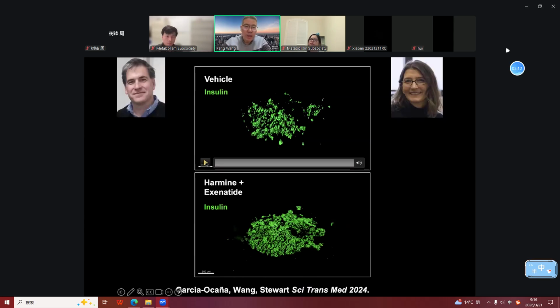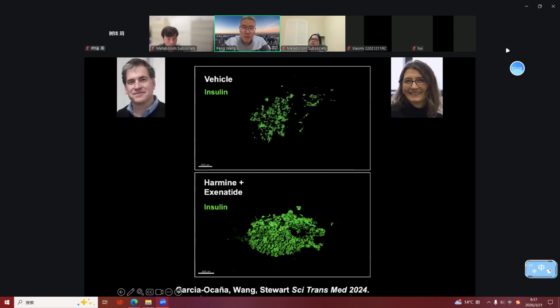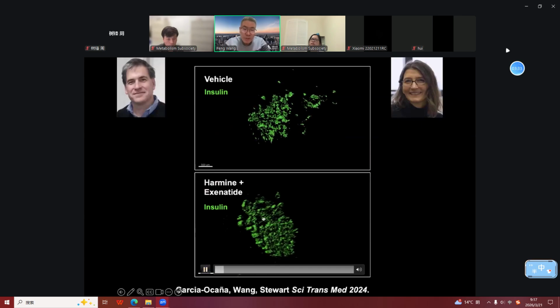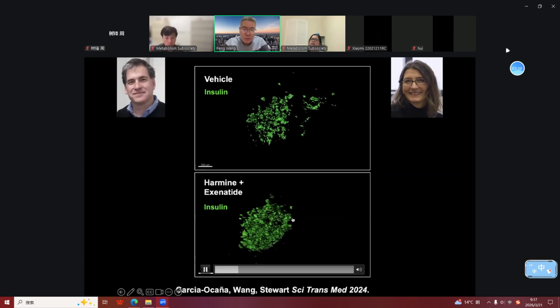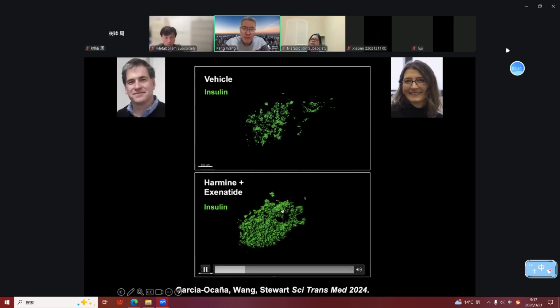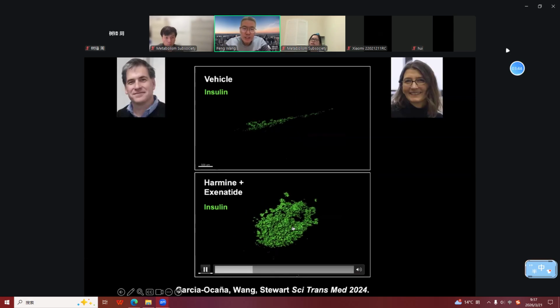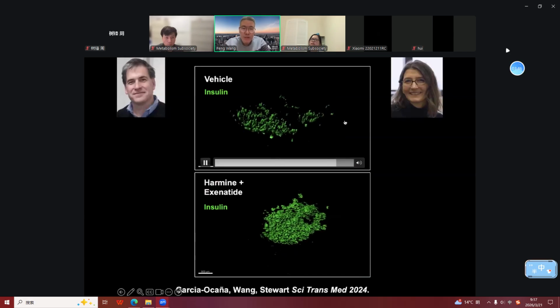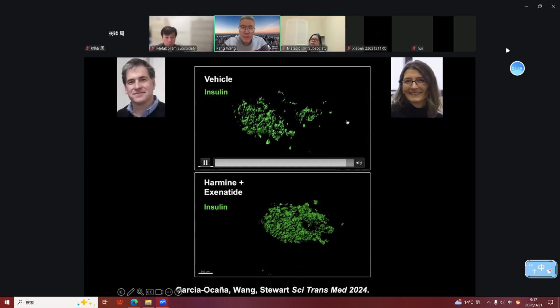As you can see here, the top panel is the vehicle. You can clearly see this islet graft is relatively small and sparse. However, when you see the harmine plus exendin-4, you can see this islet graft is much bigger and thicker, apparently much more expansion. This is after treating for 3 months with the mini pump I just described.